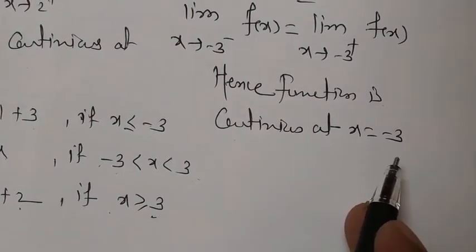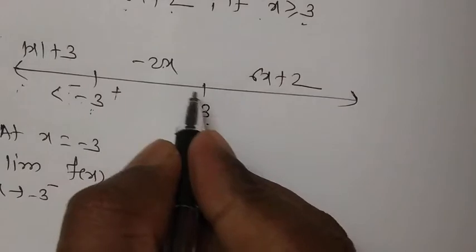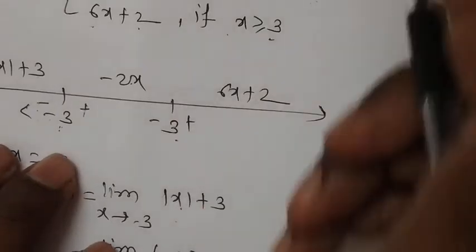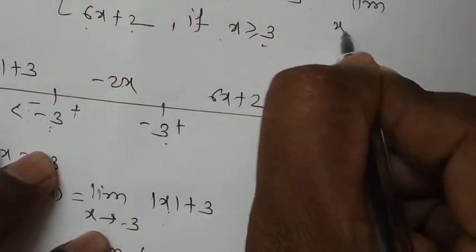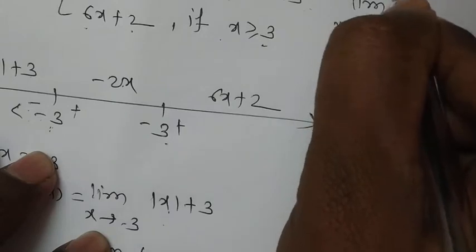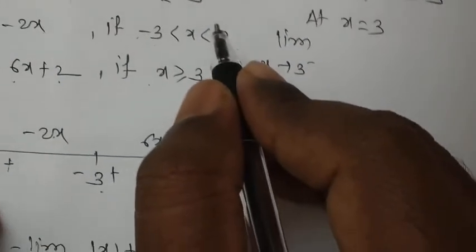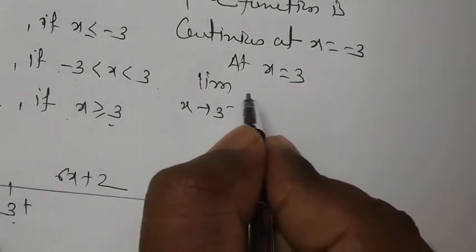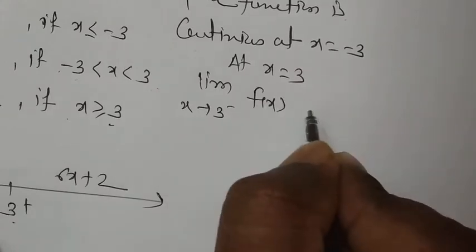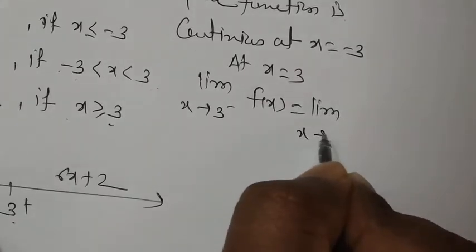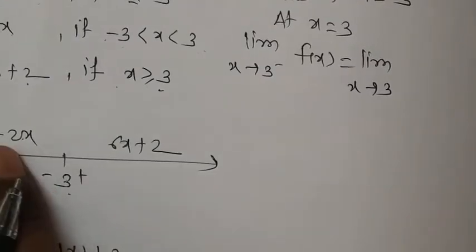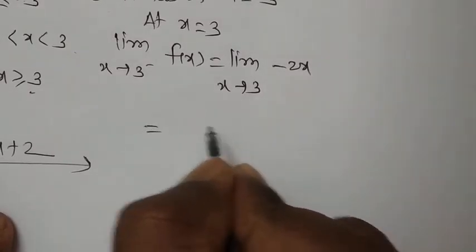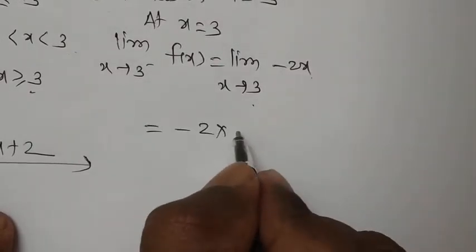Now it is done for minus 3. What will we take next? 3, because 3 minus and 3 plus. Then again we will write here limit x tends to 3 minus of f of x at x equals 3. Then limit x tends to 3 minus of f of x is equal to limit x tends to 3 minus, it is what? Minus 2x. So put in minus 2x. Then minus 2 into the limit, we put 3.